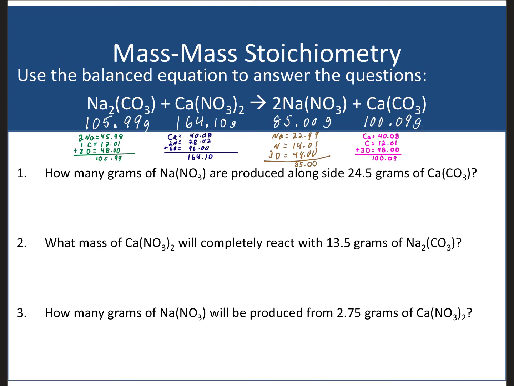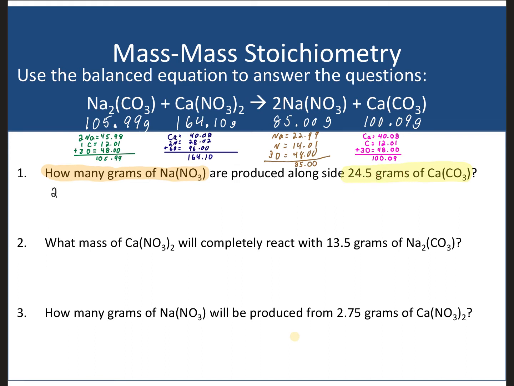My first example starts with how many grams of NaNO3 are produced alongside 24.5 grams CaCO3. How many grams? This is what I want, highlighting it in orange. How many are produced alongside those 24.5 grams of calcium carbonate? This is what I am given. The number is what I'm given.